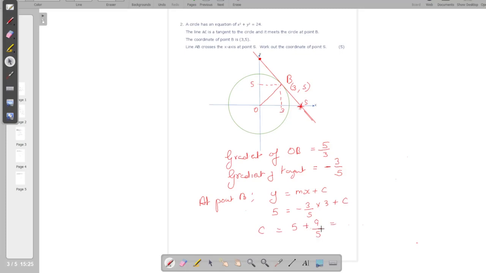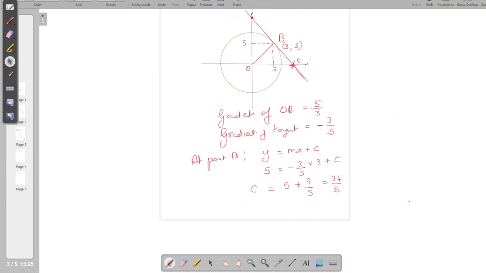So that's 25 plus 9, 34 over 5. Now we can use this c to find the coordinate at S. So at point S, we are going to use y is equal to mx plus c again. We know at point S, y is 0.